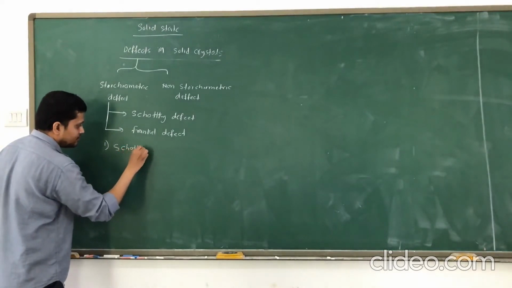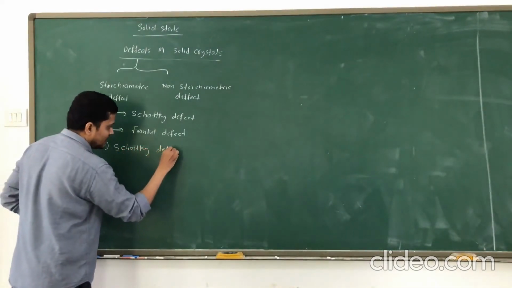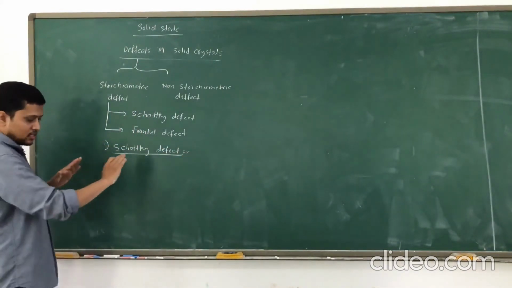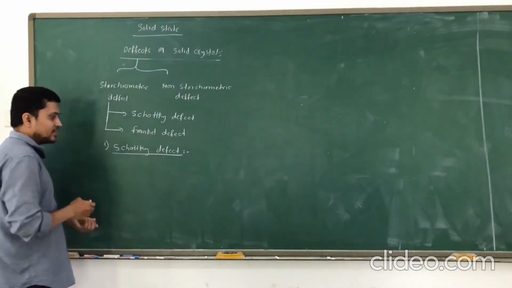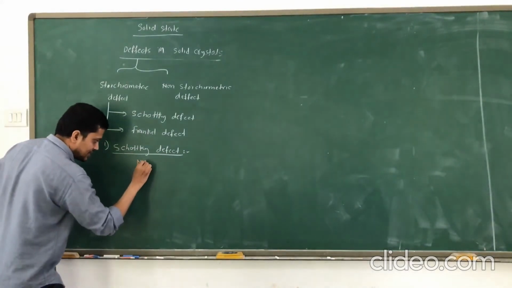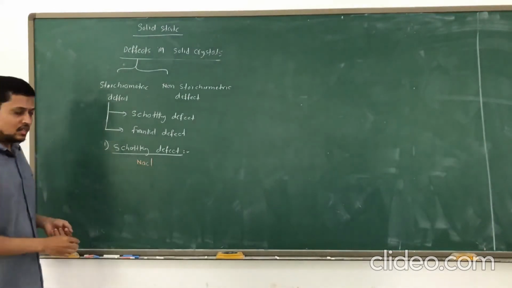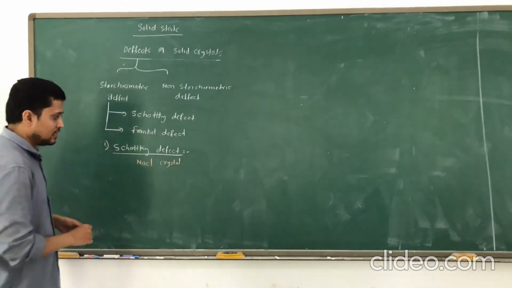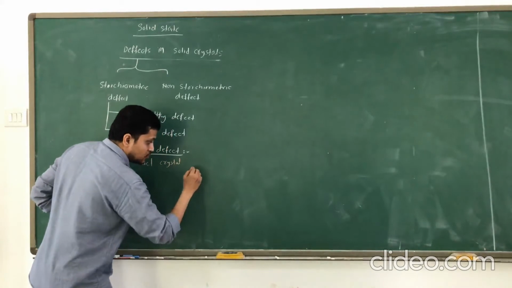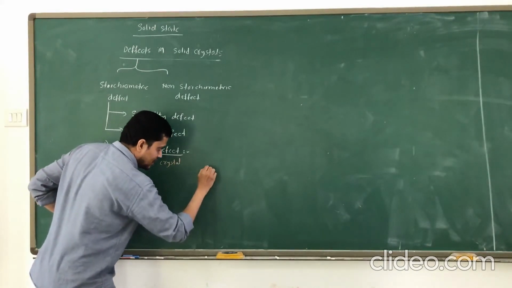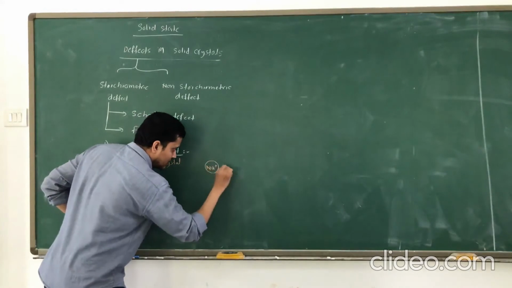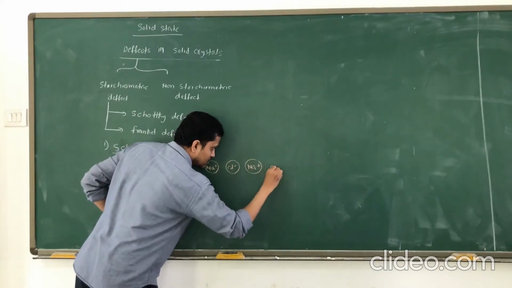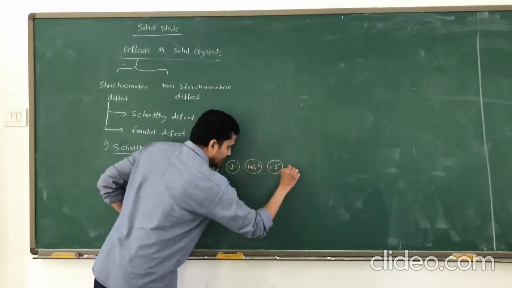Schottky defect is nothing but a defect in the crystal. How is it going to take place? I am just drawing the structure over here. I am taking one example to explain the Schottky defect. That example is NaCl, sodium chloride crystal. In the sodium chloride crystal, if I draw the structure, the lattice points are arranged to form a three-dimensional structure in this way, where Na plus ion, then Cl minus ion, then Na plus, then Cl minus, then again one more Na plus.